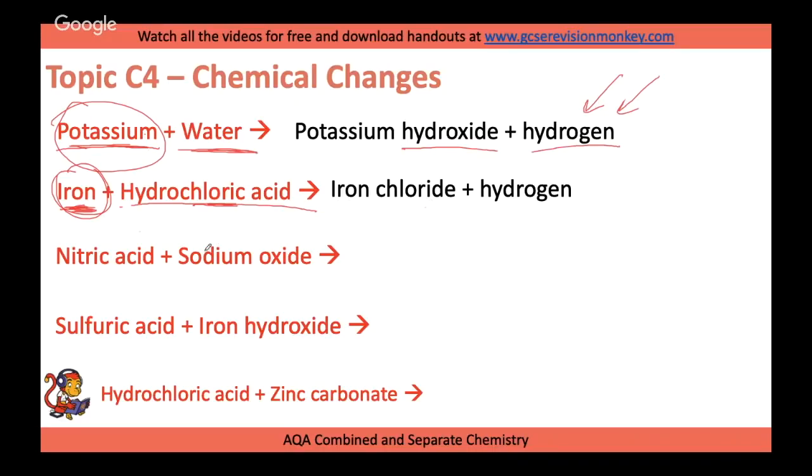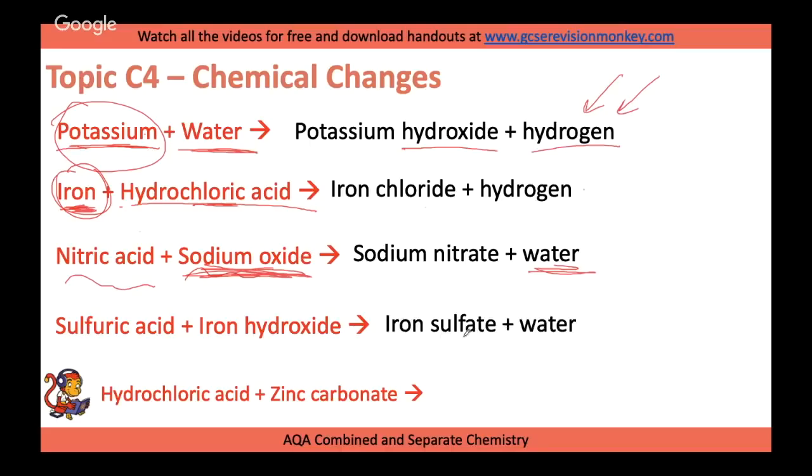The one below, you would make sodium nitrate, but this time, because it's not just a metal, it's sodium oxide, think to yourself, it's not hydrogen anymore, it's water. Okay, so this is a neutralization reaction. The one below, iron hydroxide plus sulfuric acid, would make iron sulfate, and again, because it's iron hydroxide and not just iron, it would make water. Sulfate, because it's sulfuric acid. So look here, hydrochloric acid makes chloride, nitric acid makes nitrates, and sulfuric acid makes sulfates.